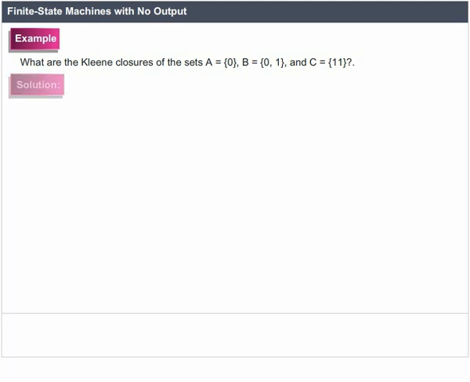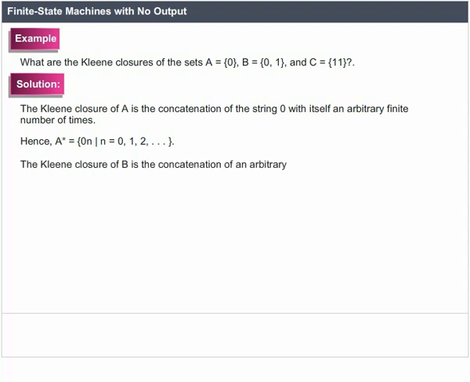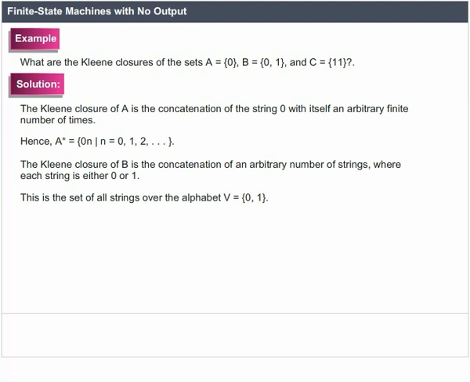The Kleene closure of A is the concatenation of the string 0 with itself an arbitrary finite number of times. Hence, A star equal {0^n | n equal 0, 1, 2, etc.} The Kleene closure of B is the concatenation of an arbitrary number of strings where each string is either 0 or 1. This is the set of all strings over the alphabet B equal {0, 1}, that is B star equal B star.